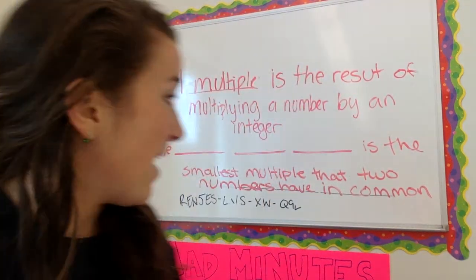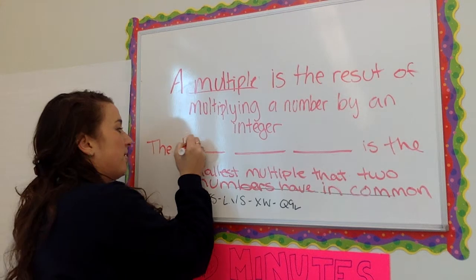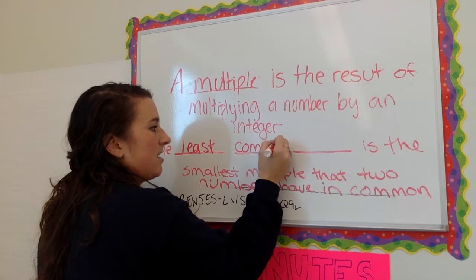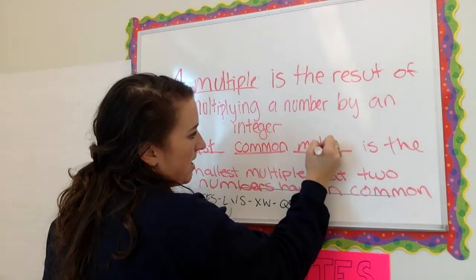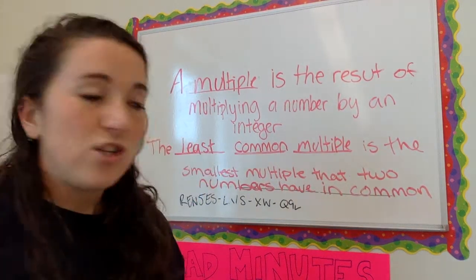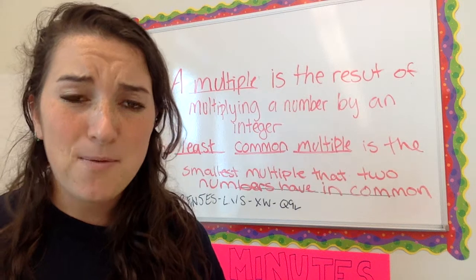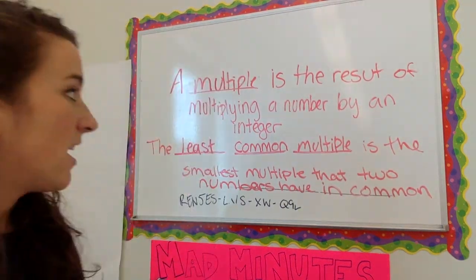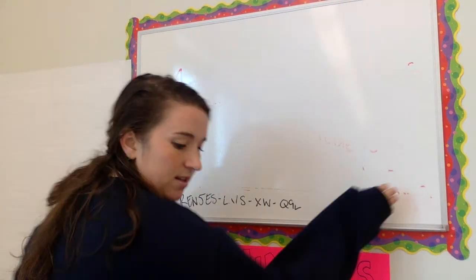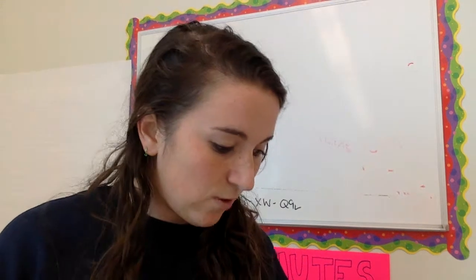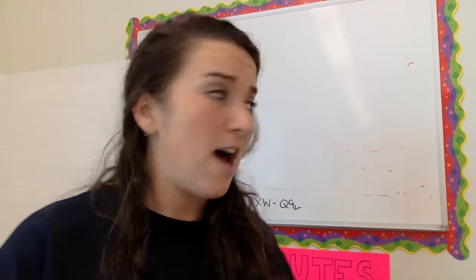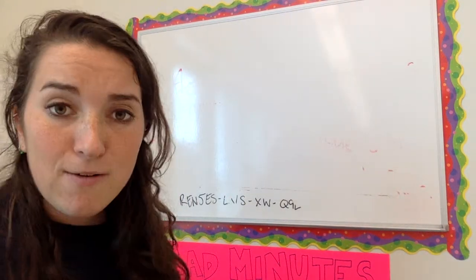All right, so in these second blanks, the least common multiple, put least in that first blank, common in that second blank, and multiple in that third blank, is the smallest multiple that two numbers have in common. So this is what we'll be learning about today, the least common multiple. All right, so let's take a look at that first example. The first example is telling us to find the least common multiple, or the LCM. So LCM means least common multiple, of 3, 4, and 6.